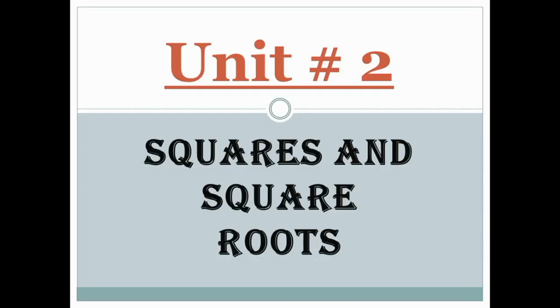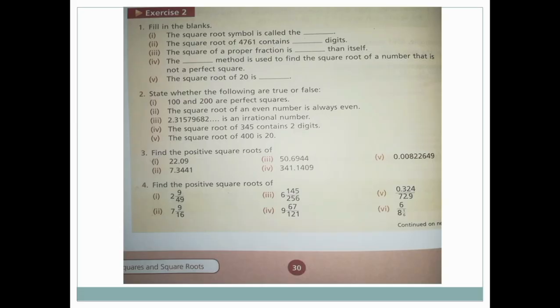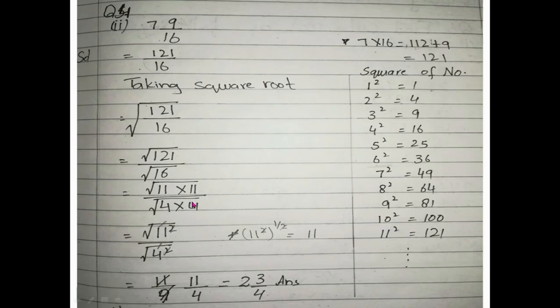In this lecture, we are going to solve unit number 2, squares and square roots. Exercise number 2, question number 4, parts 2, 4 and 6. In the previous lecture, we did question number 3, find the positive square roots of the decimal numbers by division method. Now we are going to solve question number 4, find the positive square roots of these mixed fractions. So let's start. I have done part number 2 here for you.